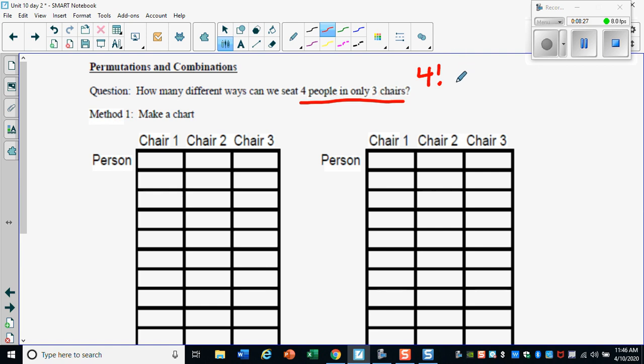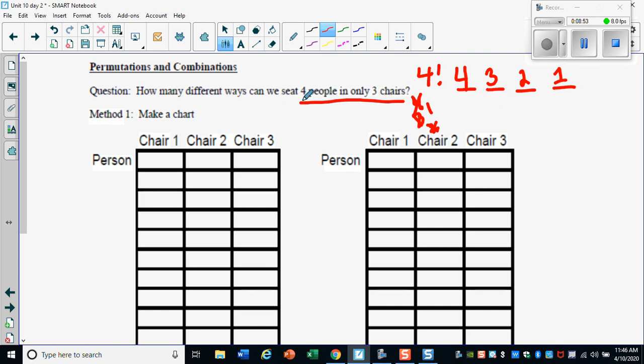4 factorial would say I have 4 chairs. In the first chair, I can put somebody. Remember, I had 4, 3, 2, 1 people to choose from. I've already chosen someone, so in the second chair, I have 3 people I can choose from. In the third chair, I have 2 people I can choose from. And for the last chair, I've used everybody, so I only have 1. That would be 4 factorial.